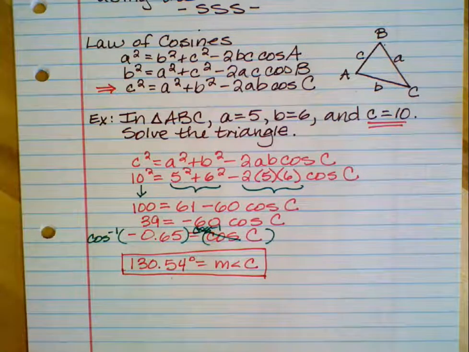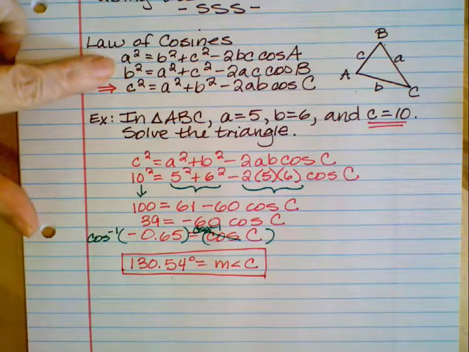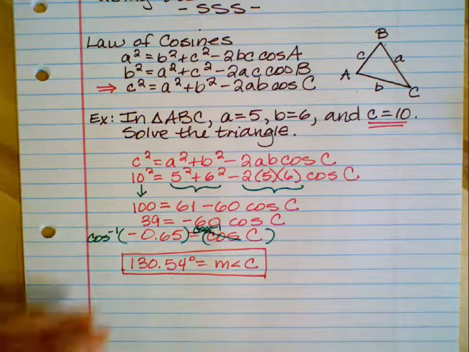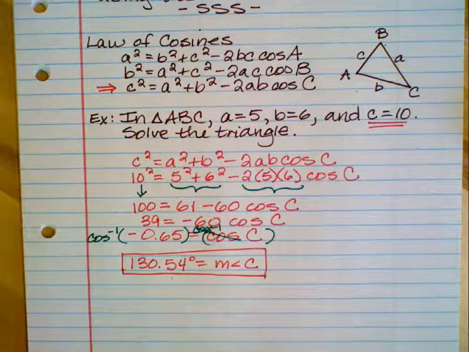All right, so our next step is to determine the measures of angles A and B. It does not matter in which order you find these two angle measures. You can choose which one you want to start with, and the way that you do that is by selecting which of these two equations you want to use. Now, if you go to some websites or some books, they will also tell you that at this point you could go back to the law of sines to find those missing angle measures, and that's absolutely fine.